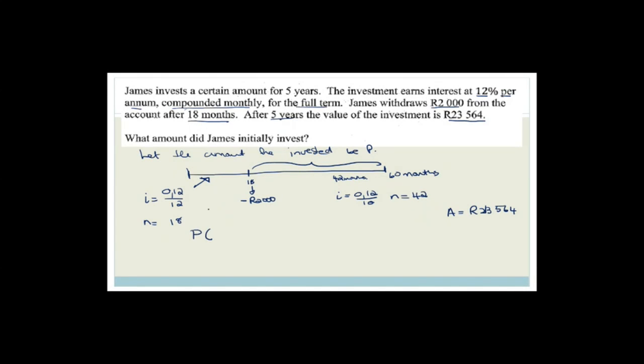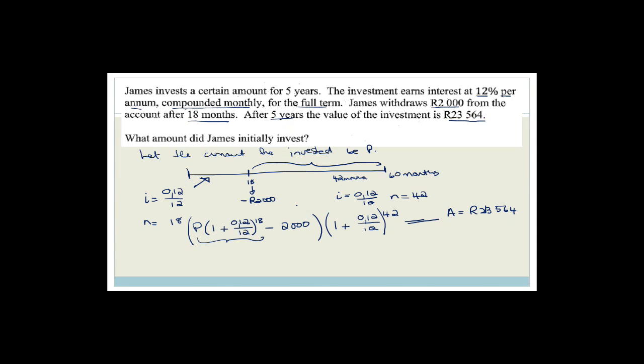Okay, so let's think about this. What have we got? Let's actually write down the formula, shall we? The way this goes is P times 1 plus 0.12 over 12 to the power of 18 is going to give you a certain amount of money. Then you're going to take that amount of money and subtract 2,000 from it. And then we're going to multiply the whole of that by this bit here, which is 1 plus 0.12 over 12 to the power of 42. And that's going to equal the total amount.